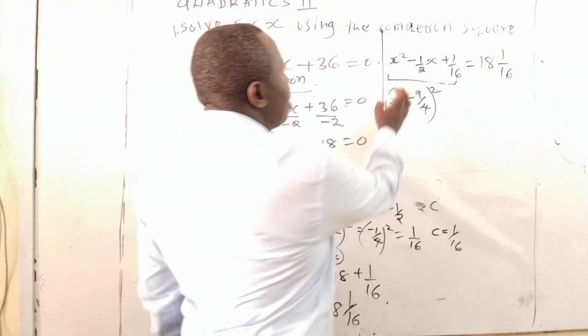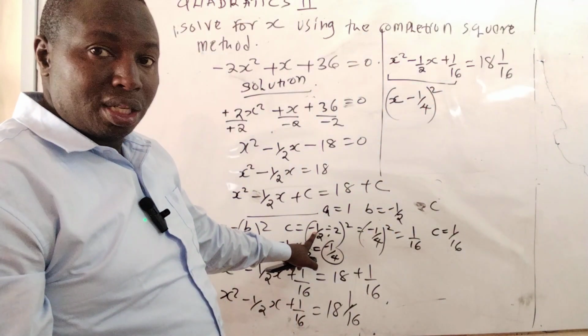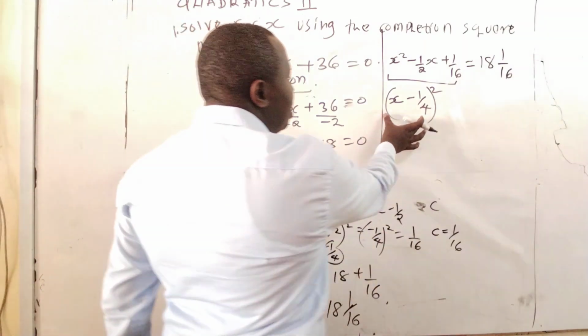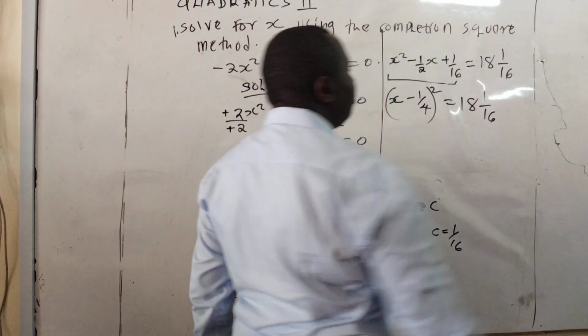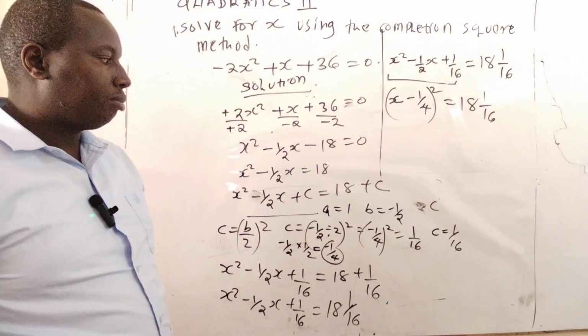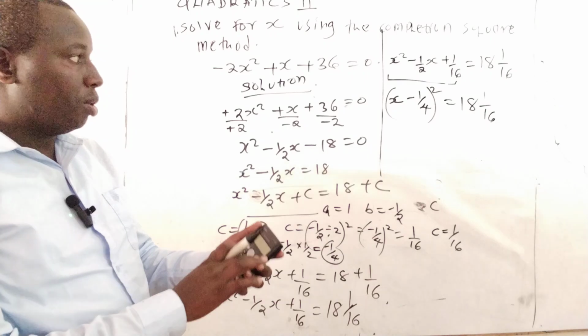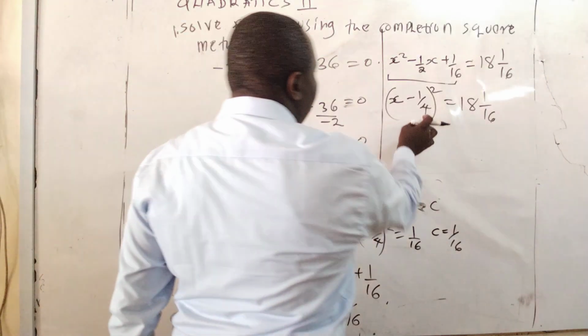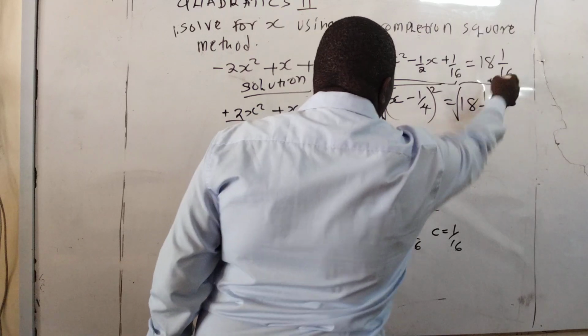So therefore, you find the square root of this, but because of this sign, this was negative, it is this. So now you have factorized this, squared, is equal to 18 plus 1 over 16. That's what you do. So therefore, now you find the square root of both sides, because this is squared. The square root of this side, and the square root of that side.